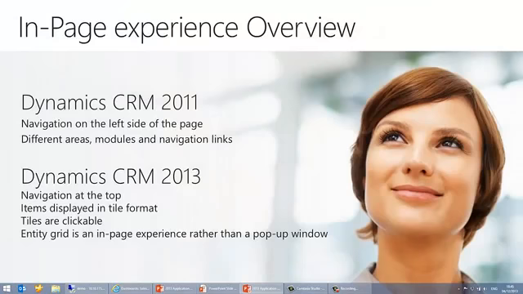So really, from that quick little overview of the differences here, this is the difference I put together. In CRM 2011, as I said, you have the left navigation, and it's always been on the left side of the page with different areas, modules and navigation links. In the new navigation model in CRM 2013, the navigation is now at the top, with the items displayed in tile format, just like I was saying about the Windows 8 design for it. And to navigate, you click on the tiles and it will take you to the entity grid as an in-page experience rather than a pop-up window that I've said a few times already.